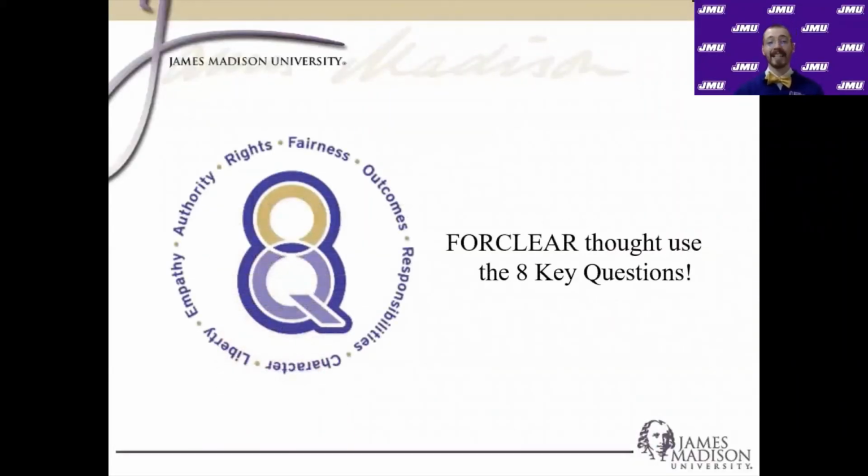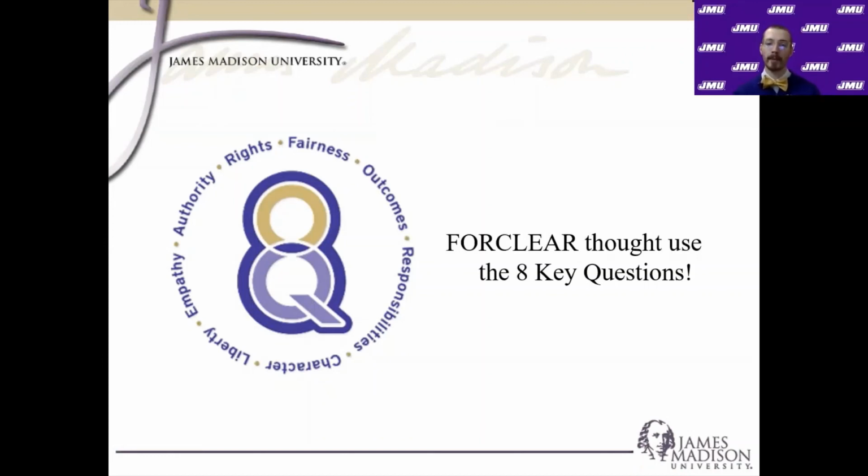And that's it. You've now been exposed to all 8 key questions: fairness, outcomes, responsibilities, character, liberty, empathy, authority, and rights. Using the 8 key questions to slow down and prompt our decision-making can help us navigate the difficult situations we encounter in day-to-day life.